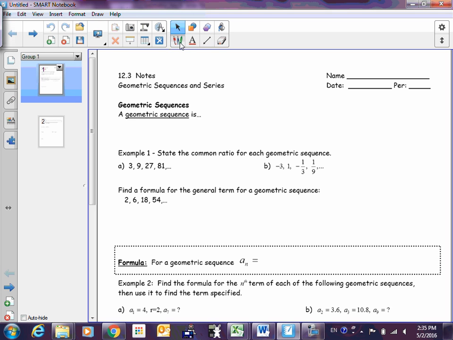Okay, so last lesson we talked about arithmetic sequences and series. Now we're going to talk about geometric. And I know normally when we see this word geometric, we're thinking of geometry. Well, in this scenario, what I really want you to think about is exponential. So a geometric sequence is an exponential pattern.